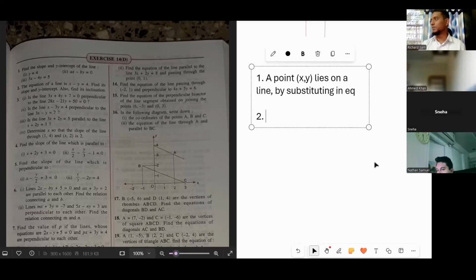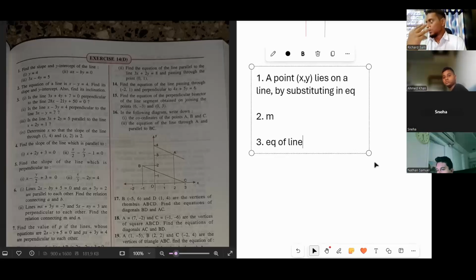In the second exercise, what did we do? We learned about m. We studied everything about m, the formulas for m, the relationship between two lines if they are parallel and if they are perpendicular to each other. Third exercise, what did we study? Equation of a line. There were three ways to find the equation of a line. The first way is if you have m and c. That is called the y-intercept form. If you have slope and the y-intercept.